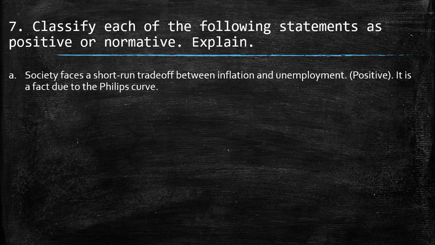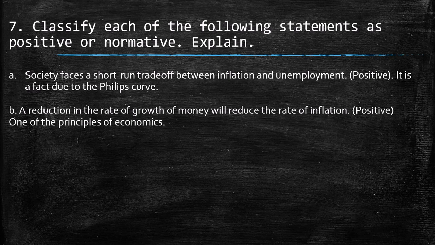Once you have high inflation, you will face low unemployment in the short run, and it could be the opposite if we think about low inflation and high unemployment. This is a fact, so we can call it a positive statement. The next one: a reduction in the rate of growth of money will reduce the rate of inflation. It's positive, one of the principles of economics again. Remember, inflation is the generalized increase of all prices in the economy. Once we have more money, we are going to spend more, and the prices will go up. So it will be a positive statement.